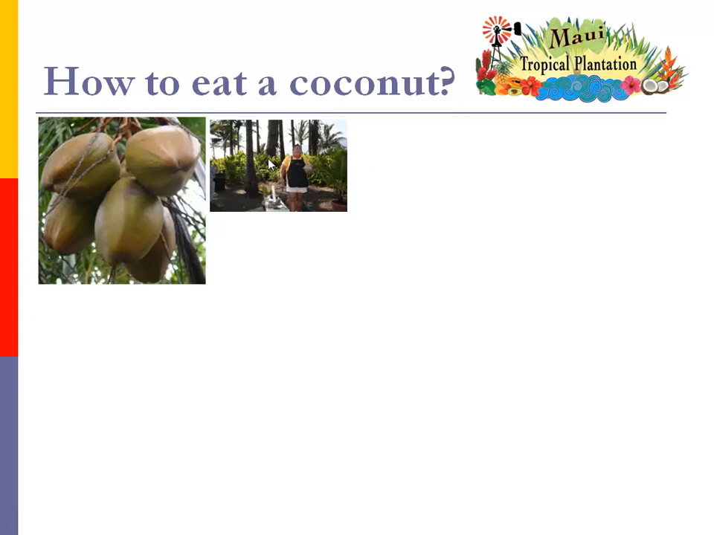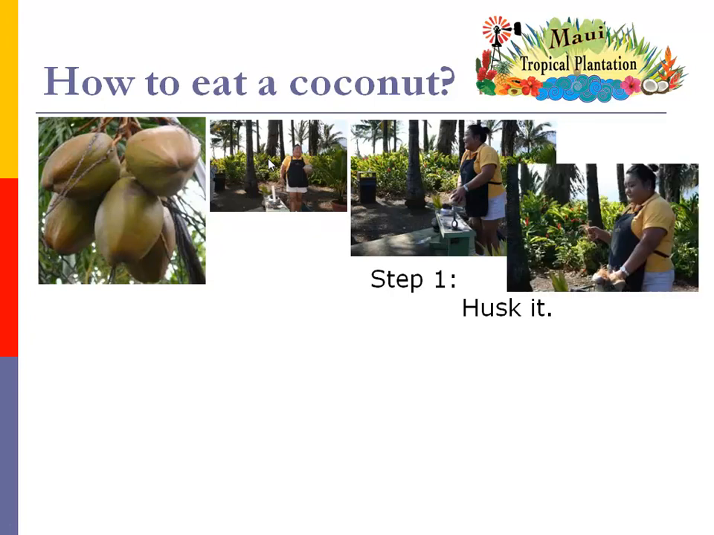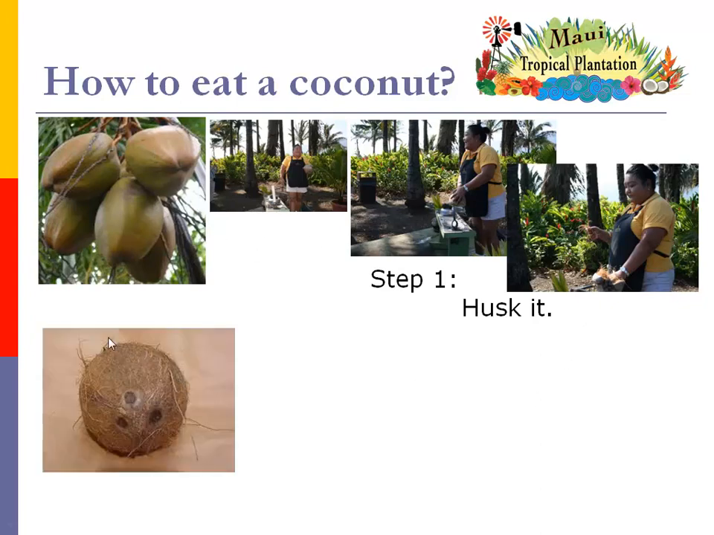Well, the first thing you're going to have to do is husk that baby. They have this little spike, and they put the coconut there and just start ripping off the outside part of the coconut. When you're done with that, you get that hairy thing that we see as the typical coconut. So the first step of eating a coconut is to take off the husk, the outer layer. And then you've got your coconut.